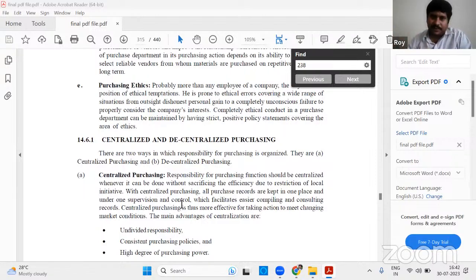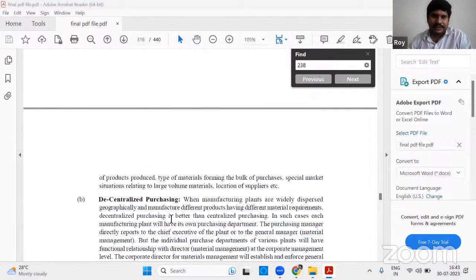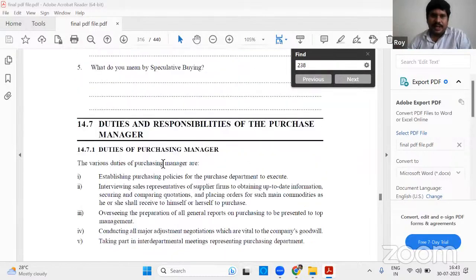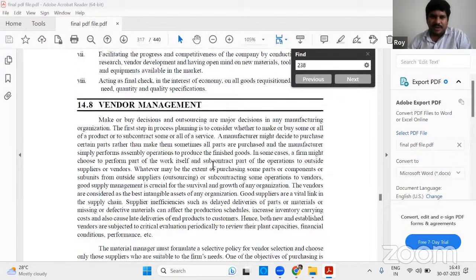I'm just telling, not only Hyderabad, all over India. That is called centralized. Decentralized means every store will have its own purchasing system. I think you understand, I don't need to stress on that. Purchase management, so you understand duties and responsibilities.